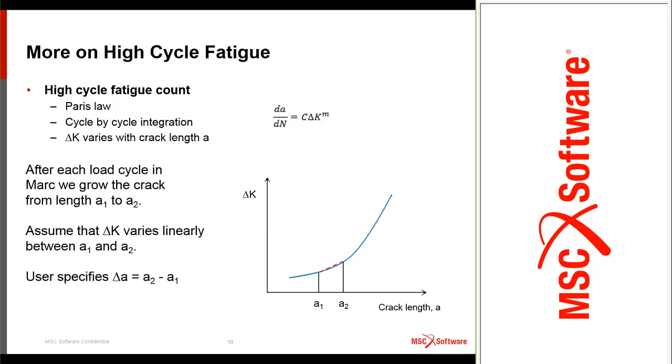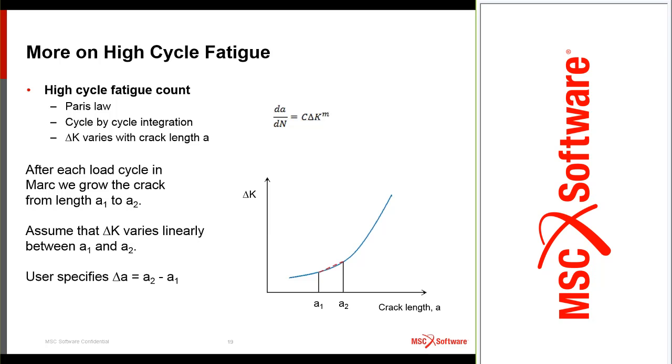So if you look at the curve, the blue curve, which would be how delta K would vary with A, in general, we don't know that. That's part of the solution. We want to obtain this curve, actually. Delta K is a function of A for a given crack path. We don't know the blue curve, but we need to know the variation of delta K in order to estimate the number of fatigue cycles.